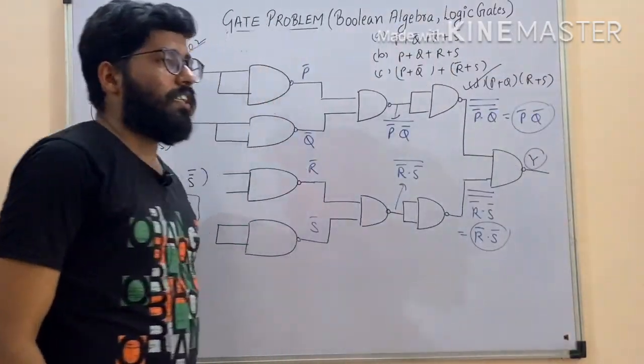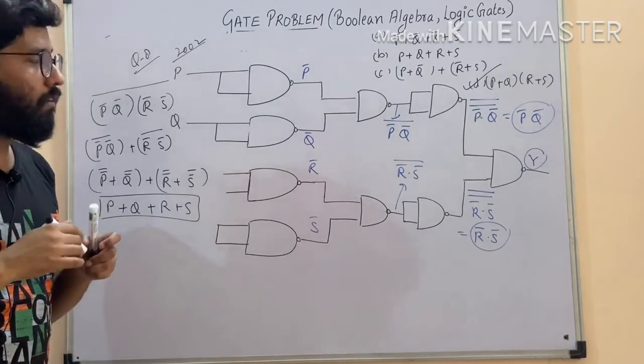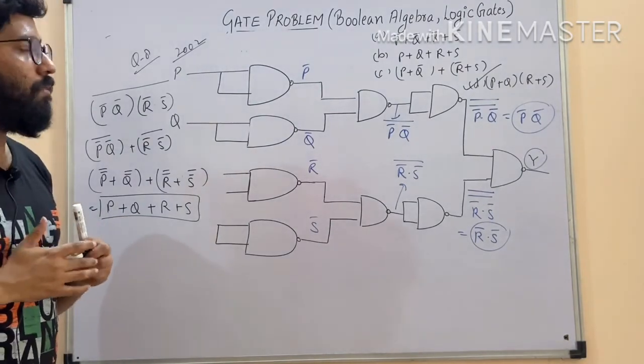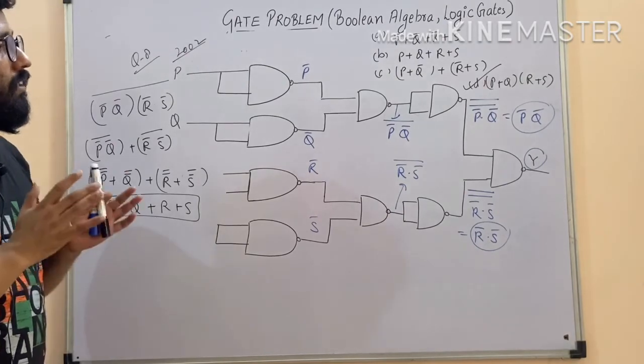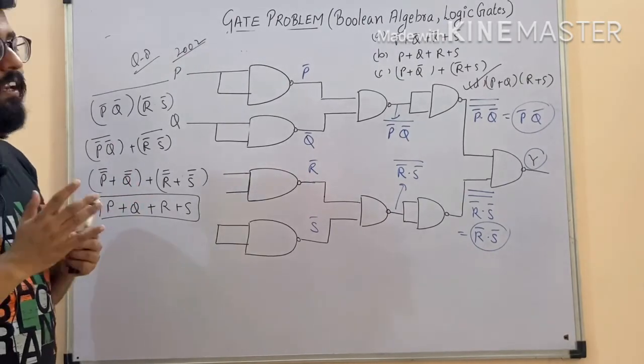So in this fashion you will do the problem related to K-map, Boolean algebra and logic gate. Okay. So I think the module 1 is clear to you all.